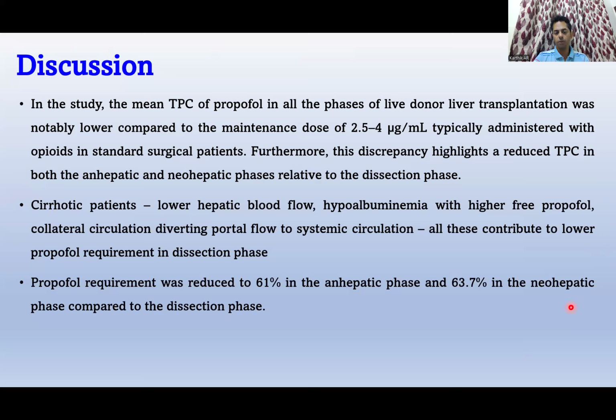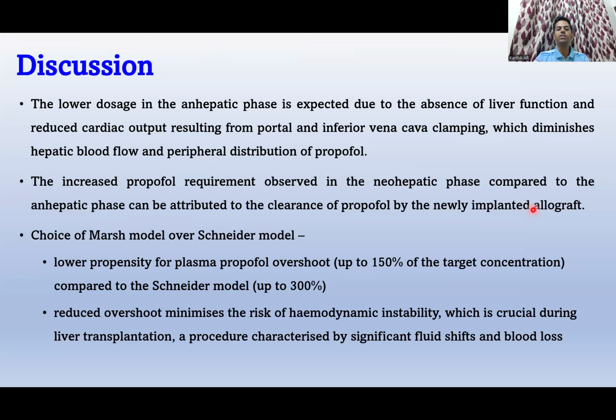Propofol requirement was reduced to 61% in the anhepatic phase and 63.7% in the neohepatic phase compared to the dissection phase. The lower dosage in the anhepatic phase is expected due to the absence of liver function and reduced cardiac output resulting from portal and IVC clamping, which diminishes hepatic blood flow and peripheral distribution of propofol. The increased propofol requirement observed in the neohepatic phase compared to the anhepatic phase can be attributed to the clearance of propofol by the newly implanted allograft.